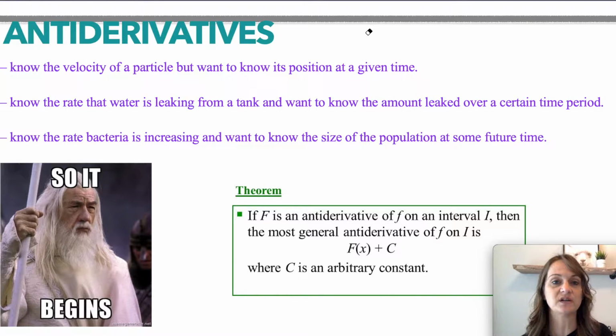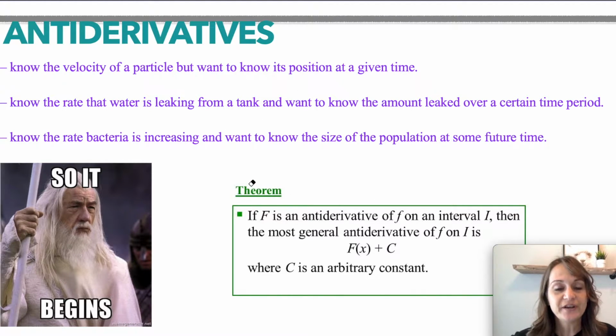Normally, what we have done in the past is we had the position of a particle and we needed to find the velocity and the acceleration of it. So we took the derivatives. Anytime you want to work backwards, you have to take the antiderivative. Same thing if you know the rate of water, which is slope, which is derivative, and you want to know the amount leaked over time, again, you would work backwards to find the antiderivative.